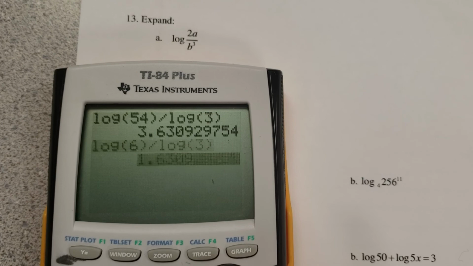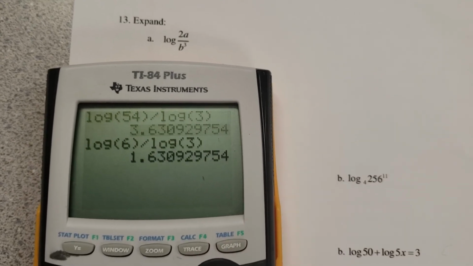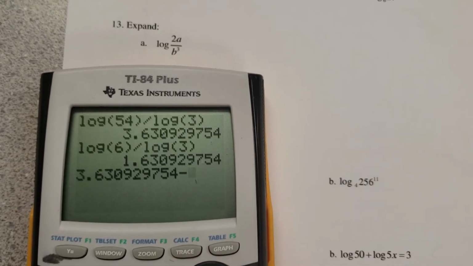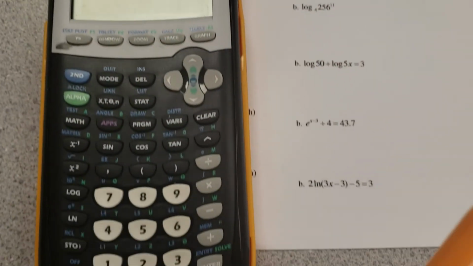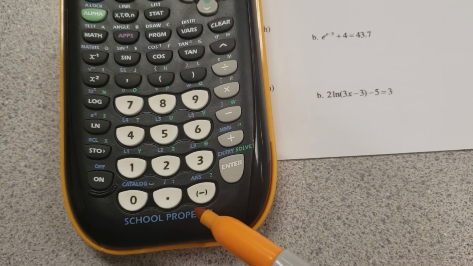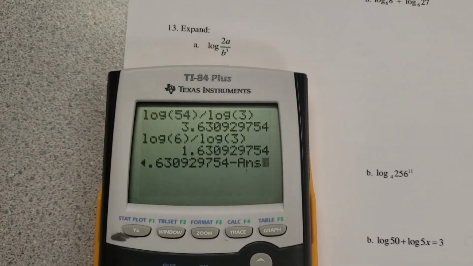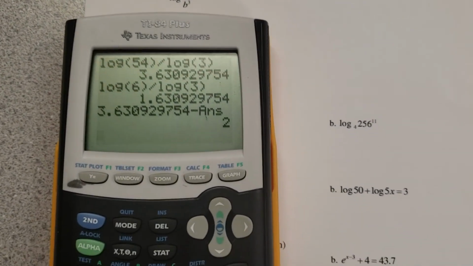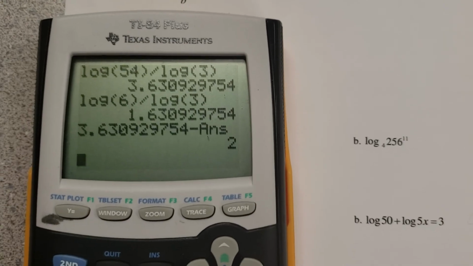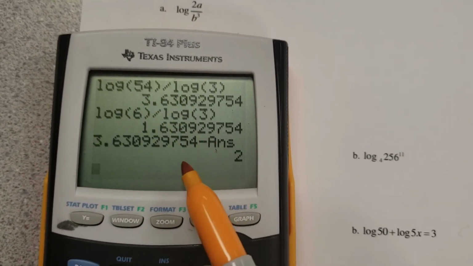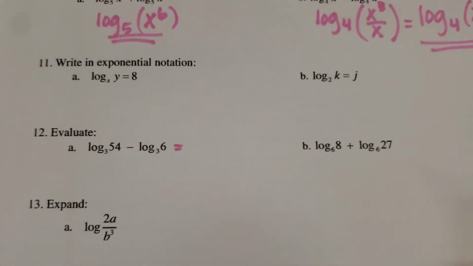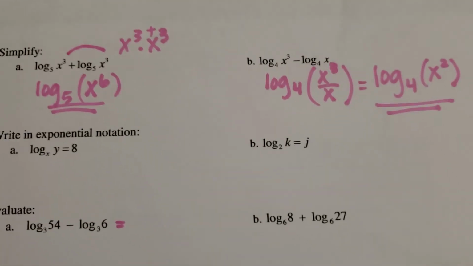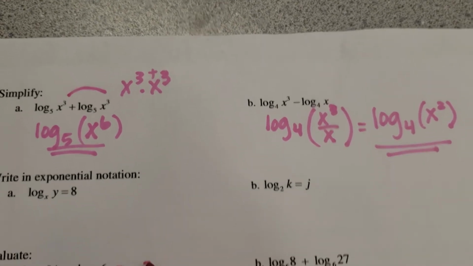So then I'm going to take this answer minus my most recent answer. That's a trick too. If you do second and then your negative button where it says ANS, it brings up your last answer. You don't have to retype all those decimals. And I just get 2. And here's the thing. If you rounded those off, it should probably work. So again, that's one way to do it. Evaluate each one. And we got 2 when we did that.